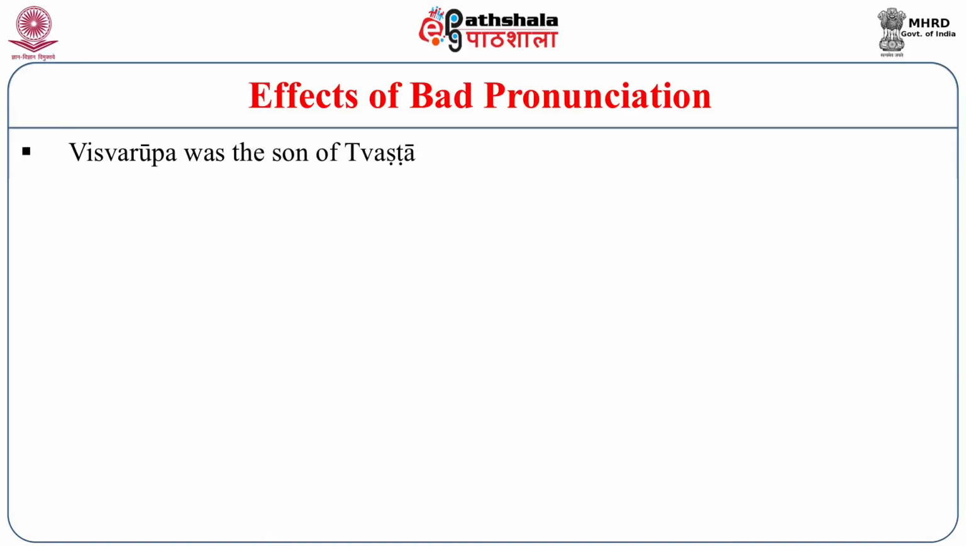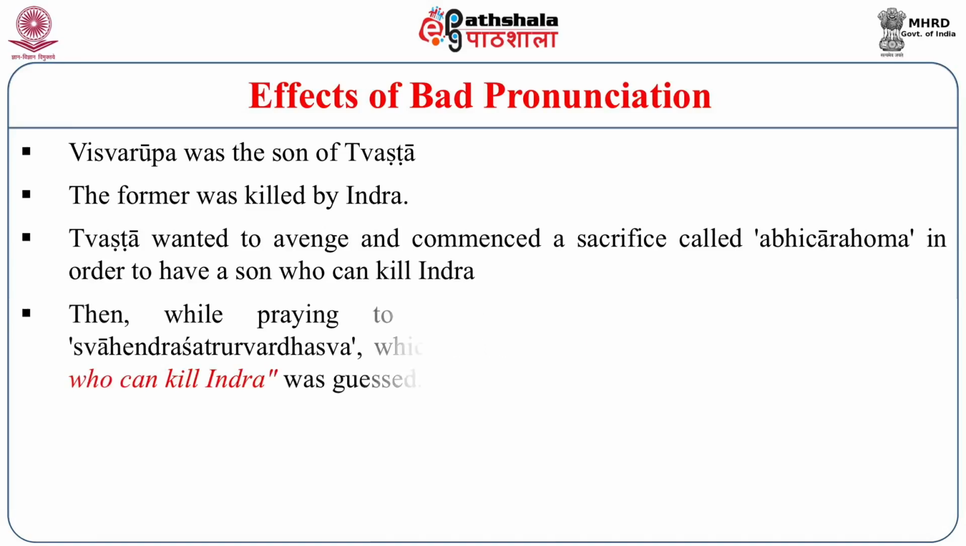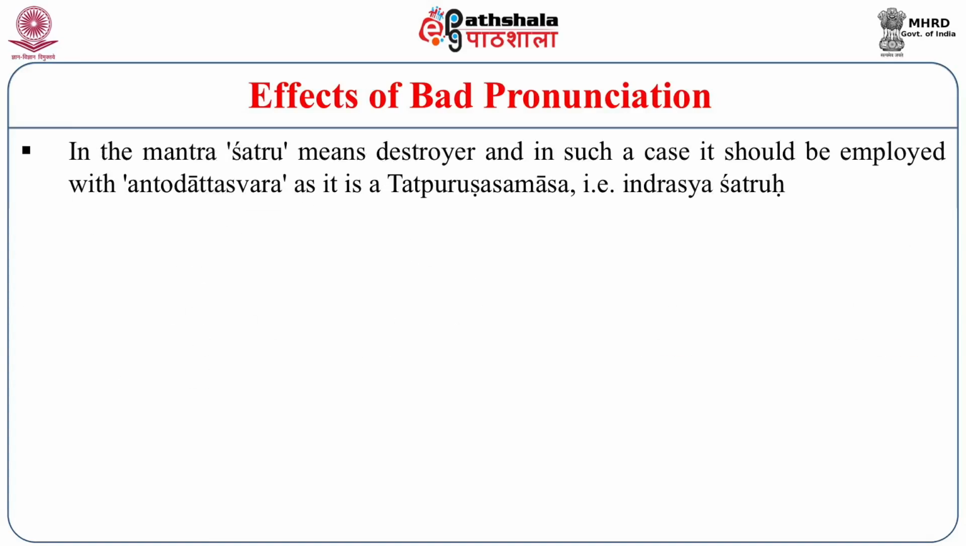Vishwarupa was the son of Twashta. The former was killed by Indra. Twashta wanted to avenge and commenced a sacrifice called Abhichara Homa in order to have a son who can kill Indra. Then, while praying to the fire god, that is Ahavaniyagni, a mantra, Swaha Indrashatrur Vardhasva, which means, O fire god, prosper as a person who can kill Indra, was guessed. That is called Uha in Mimamsa.